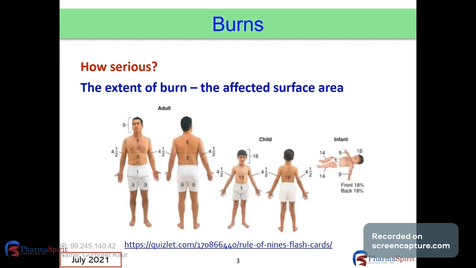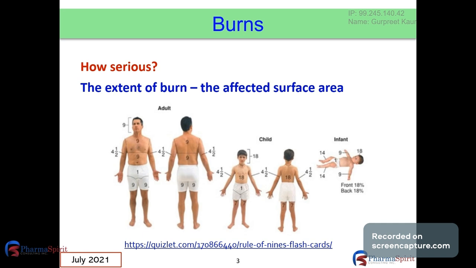When someone experiences a burn, it's important to decide how serious the burn is. And there are several factors that we have to consider when we decide the seriousness of a burn. The first factor is the extent of the burn, and this includes how large the affected surface area is. So this can be determined using what they call the rule of nines.